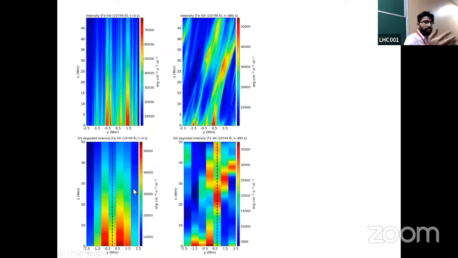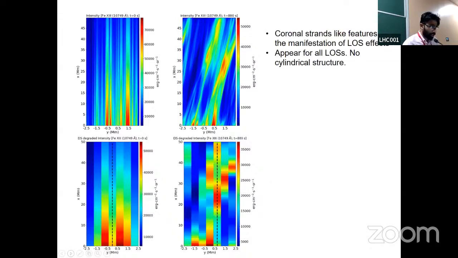Because when you forward model it and integrate it along the line of sight, this turbulent plasma will give you an impression of strand-like features. Then we also degraded the resolution to that of the instrument, and you can see that it smooths out. Then we used the same analysis as an observer would have done.